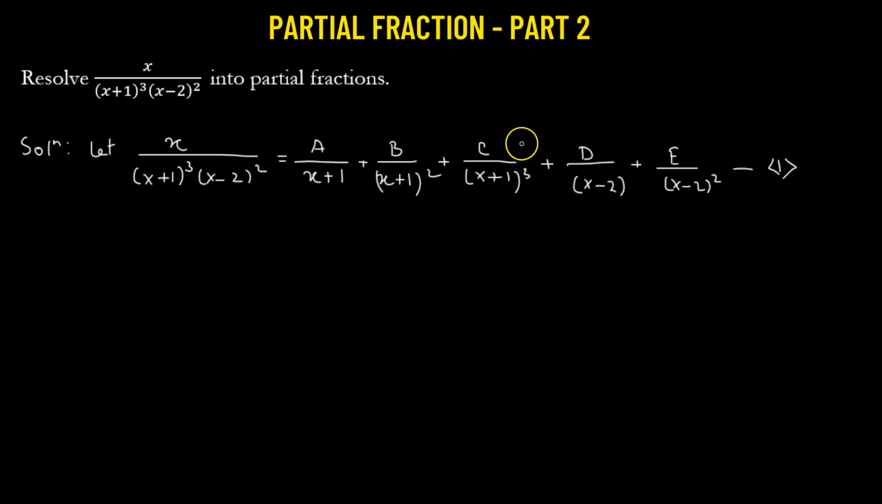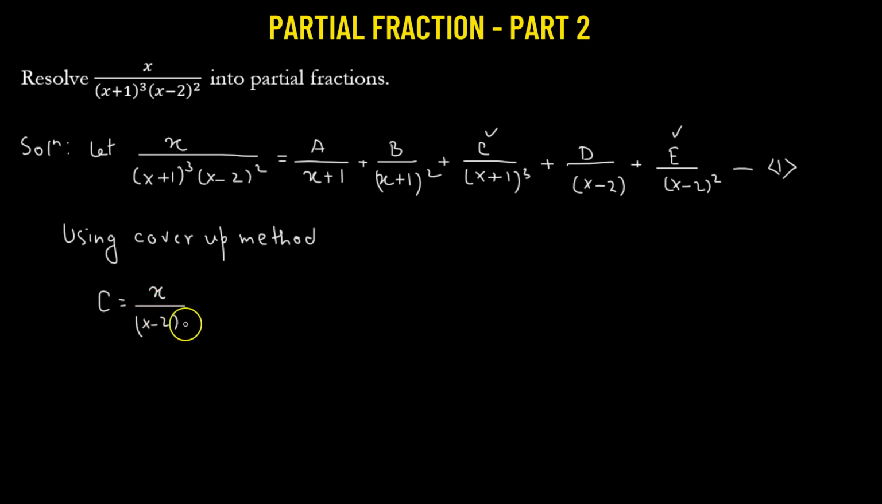Now we can easily find the value of two constants first, c and e, by using a method known as the cover-up method. Using the cover-up method, the value of the constant c will be equal to, so we'll consider the original rational fraction, and here we're going to cover up x plus 1 whole cube. This is going to leave us with x over x minus 2 whole squared. Now what we've done here, we have covered up x plus 1 whole cube. So if we equate this to 0, then we get the value of x, which will be equal to negative 1. All we have to do is substitute the value of x with negative 1, and c is going to give us a value of negative 1 over 9.